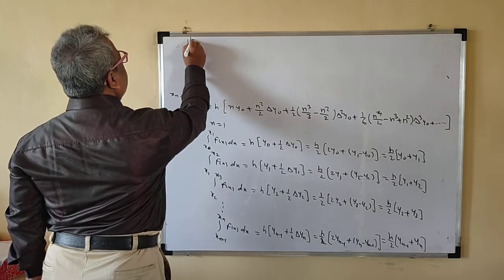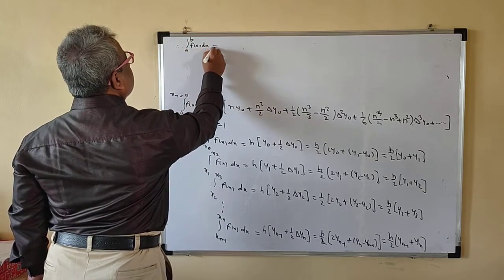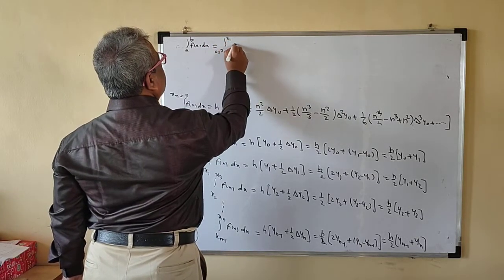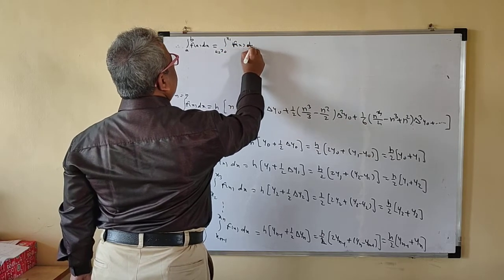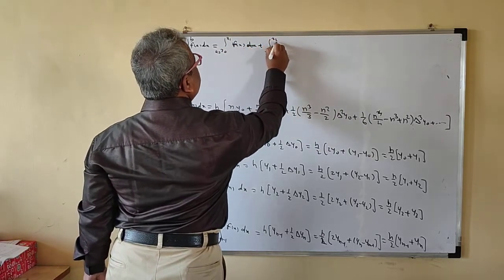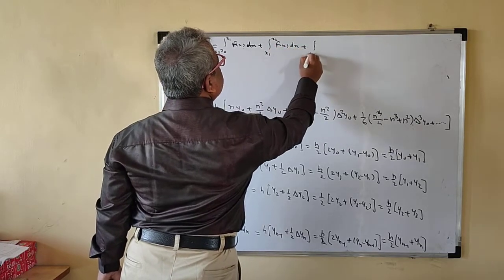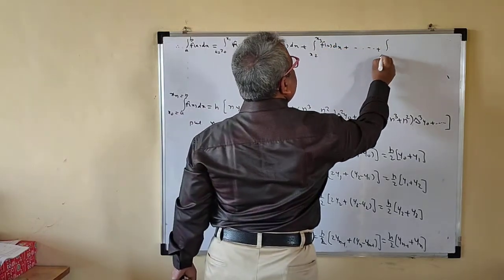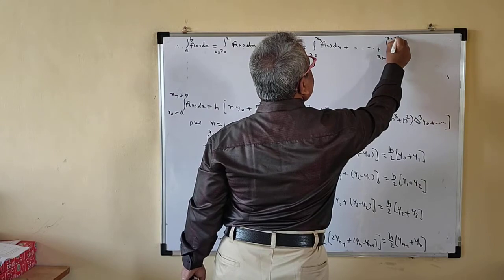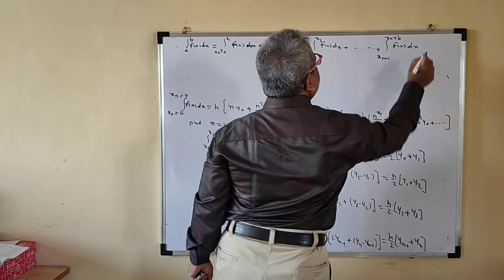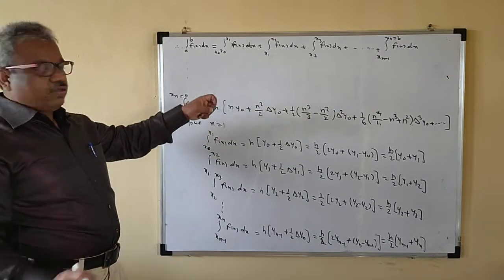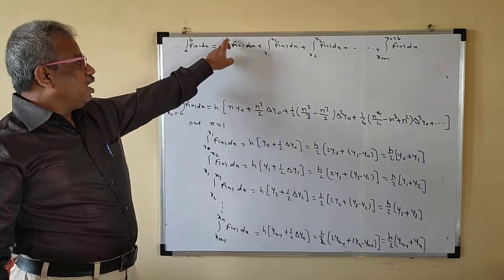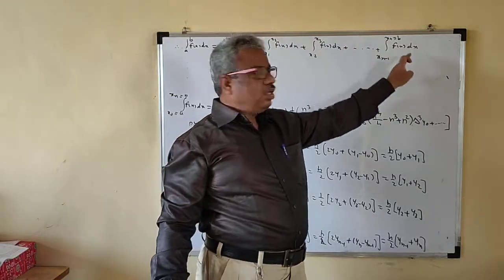Therefore, the integration from a to b of f(x) dx is equal to the integration from x0 to x1 of f(x) dx, plus x1 to x2 of f(x) dx, plus x2 to x3 of f(x) dx, plus ... plus xn-1 to xn, this is b, of f(x) dx. Okay, so this is the rule for the finite integration: this is a to x1, x1 to x2, x2 to x3 and so on, and this is the last piece.